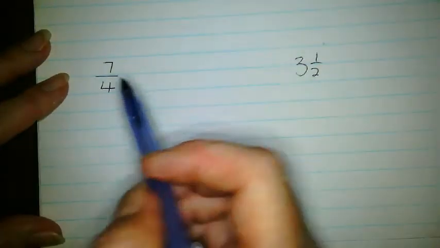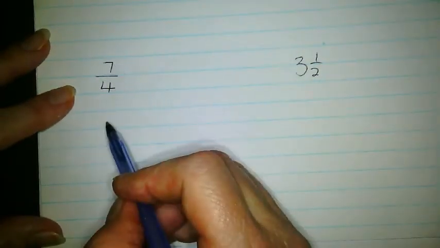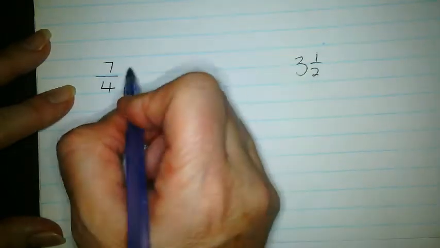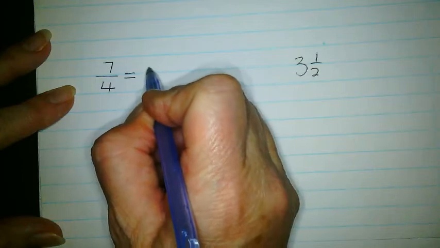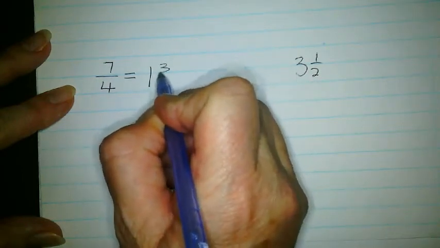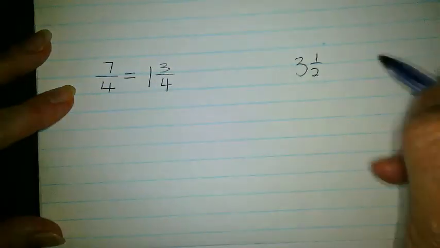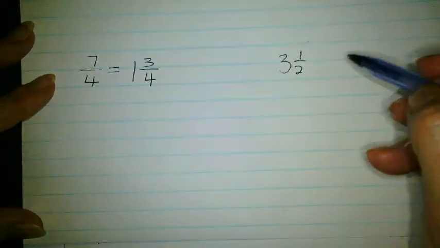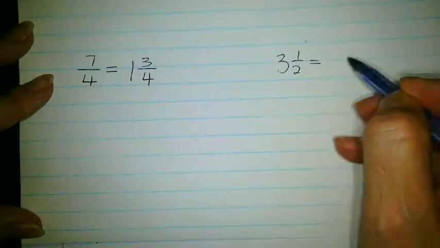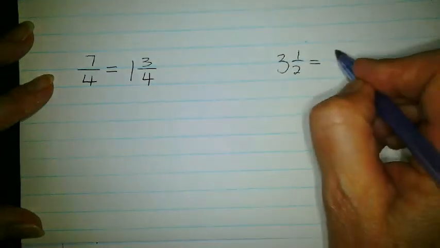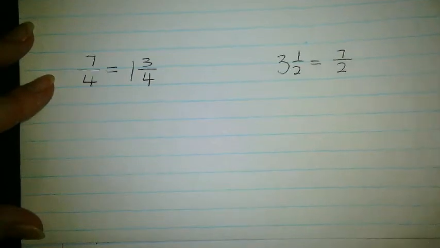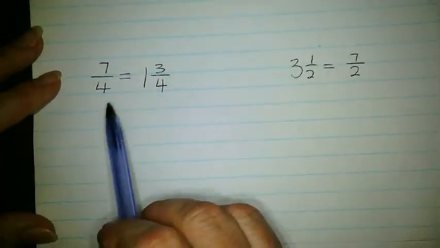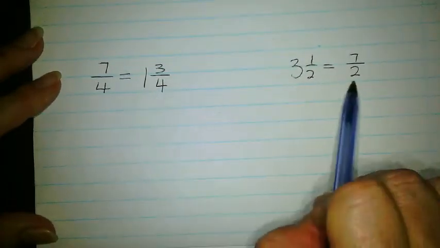Okay, in grade 6, when they gave you 7/4, without telling you what to do, you actually knew the answer was supposed to be 1 3/4. Okay, and with this one, 3 1/2, also without actually telling you what to do, you knew the answer was supposed to be 7/2.